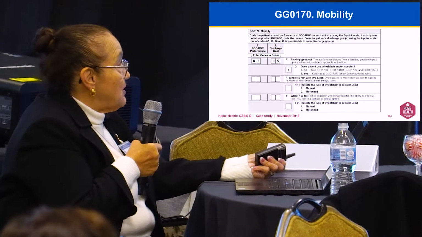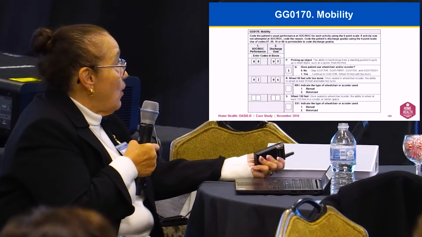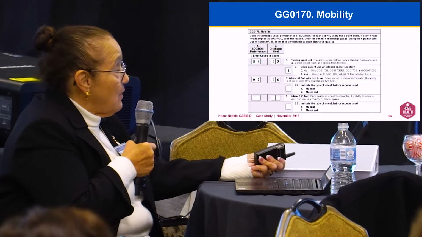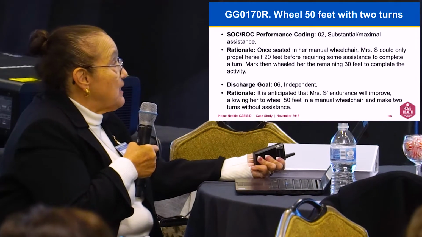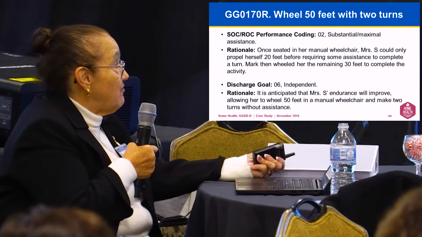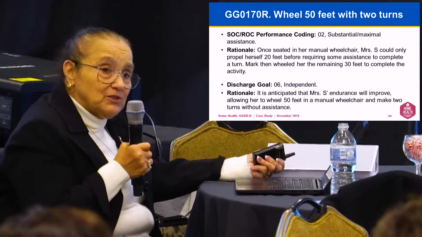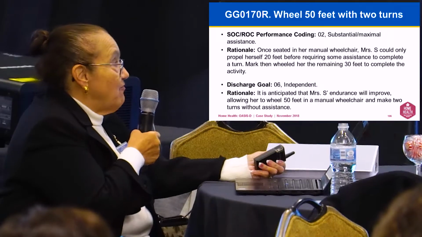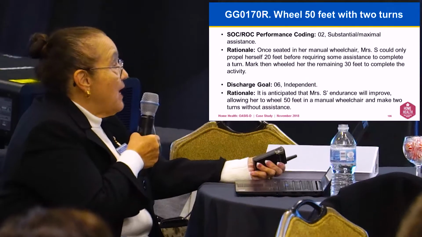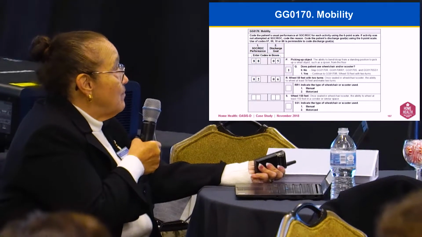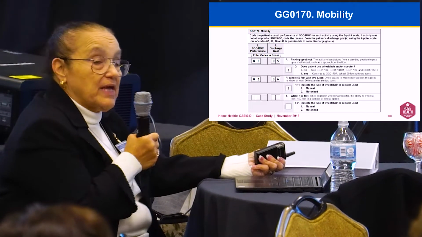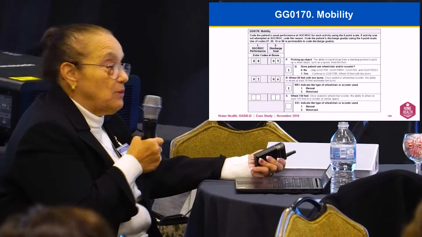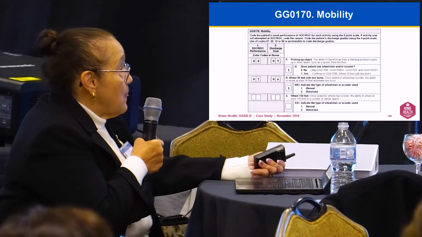In 50 feet with 2 turns in the wheelchair, 02 on start of care and 06 on discharge. We know that in her chair, she on admission could only go 20 feet, whereas prior to the injury, she was able to go 50 feet in her manual chair and make her 2 turns. This again is asking us what type of wheelchair, so we indicate 1 for a manual. It was not an electric chair.